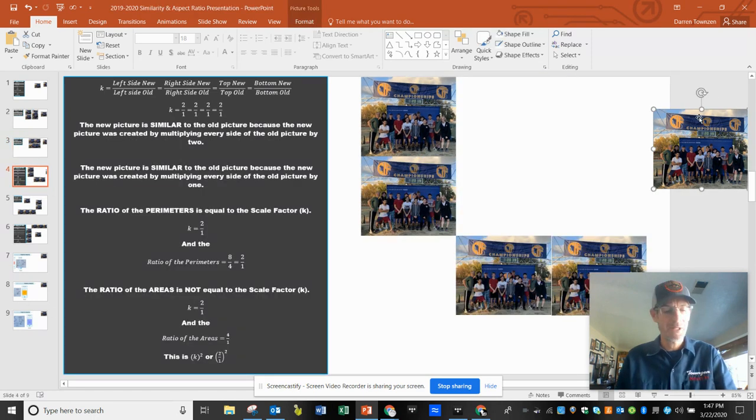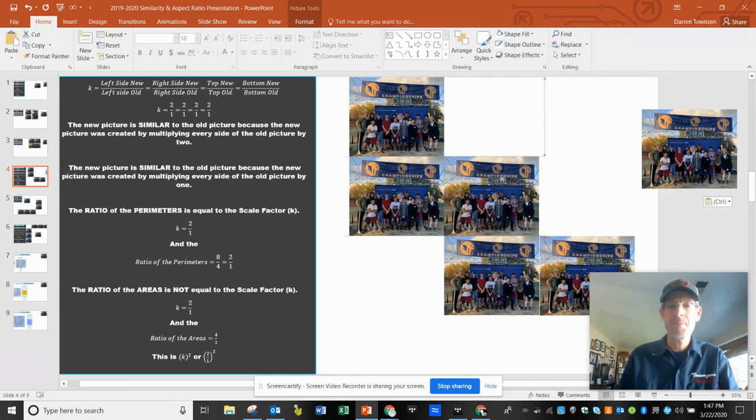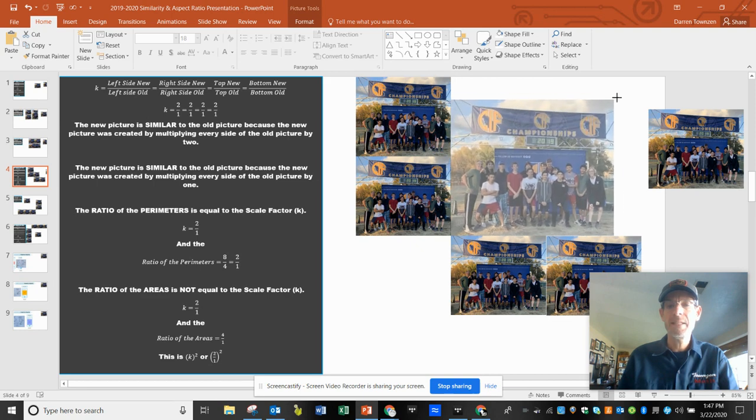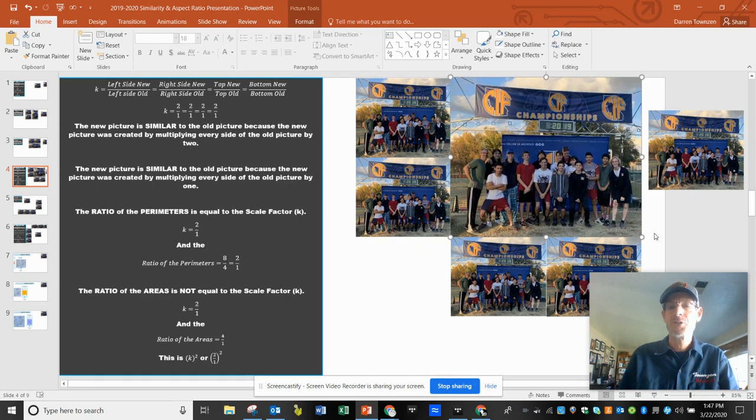Now I'm going to take the original picture, duplicate it, and make it twice as tall and twice as wide. So if I made a ratio of the new picture's height, it's 2 of the original pictures tall compared to 1 of the original pictures tall, and it's 2 of the original pictures wide compared to 1 of the original pictures wide. So you can see that the scale factor, or K, is 2 to 1.